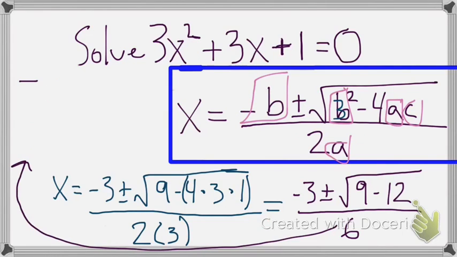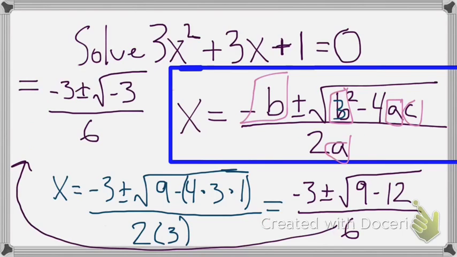up here, next would be -3 plus or minus the square root. Now it's going to be underneath when we subtract. It's going to come out to be a -3, 9 minus 12, and then over 6. Okay, and so now, notice how we can't do the square root. We can't take the square root of -3, okay? So we're done. This is our answer.